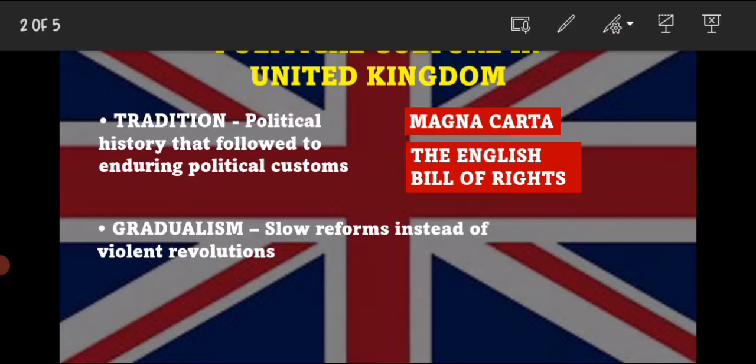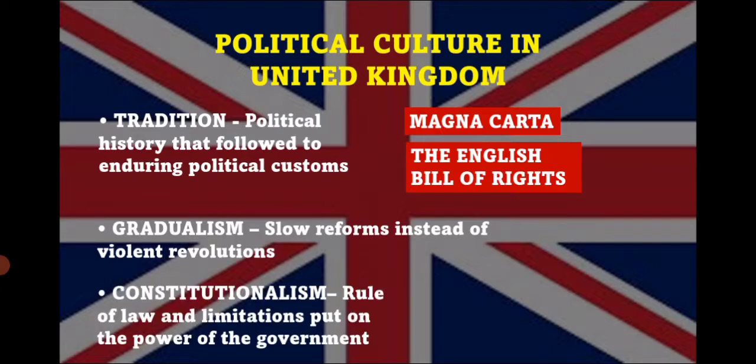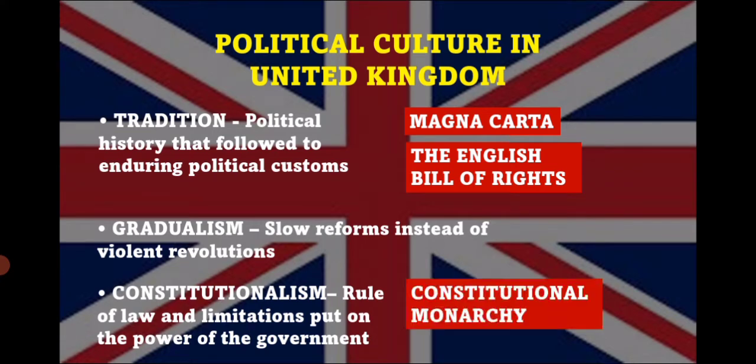Next is constitutionalism: rule of law and limitations put on the power of the government. Since the UK is considered a constitutional monarchy, this means that the constitution is found in several sources: acts of parliament, common law, treaties and conventions, and European Union law. It is thus not held in a single instrument, which is why it is factually an uncodified constitution.